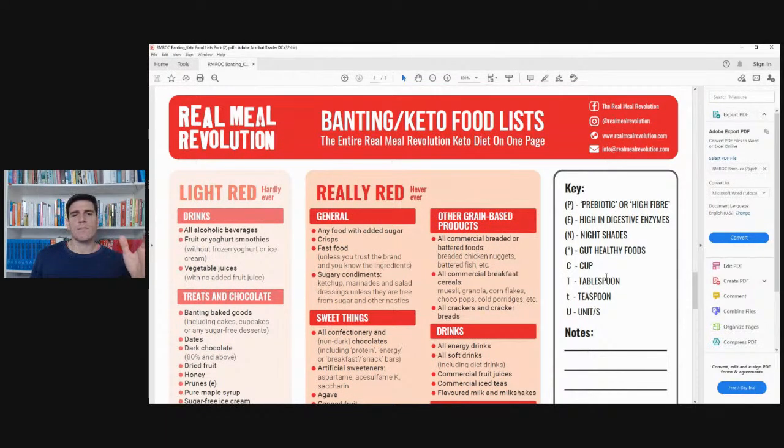In this one, we're going to go through the light red list and the red list. The first point I wanted to clarify was, what is the difference between the red list and the light red list, and why do they even exist?